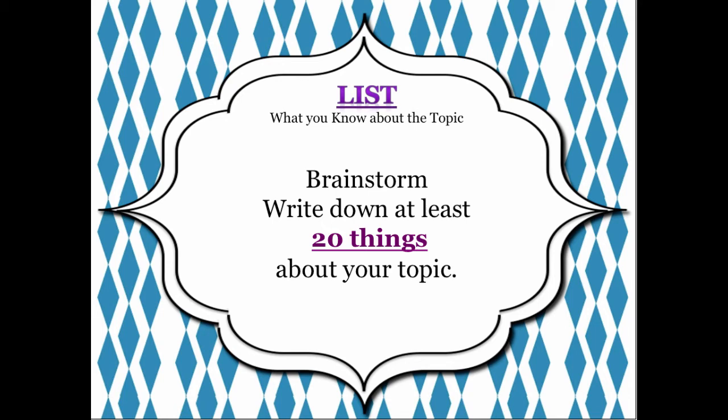Now remember, when you write your brainstorm, you're just writing down ideas. You are not writing down sentences. It'll take too long. You want to write down 20 things. Now remember, these are things you know about the topic. This is a place that's special to you. So you want to write down reasons why it's special.